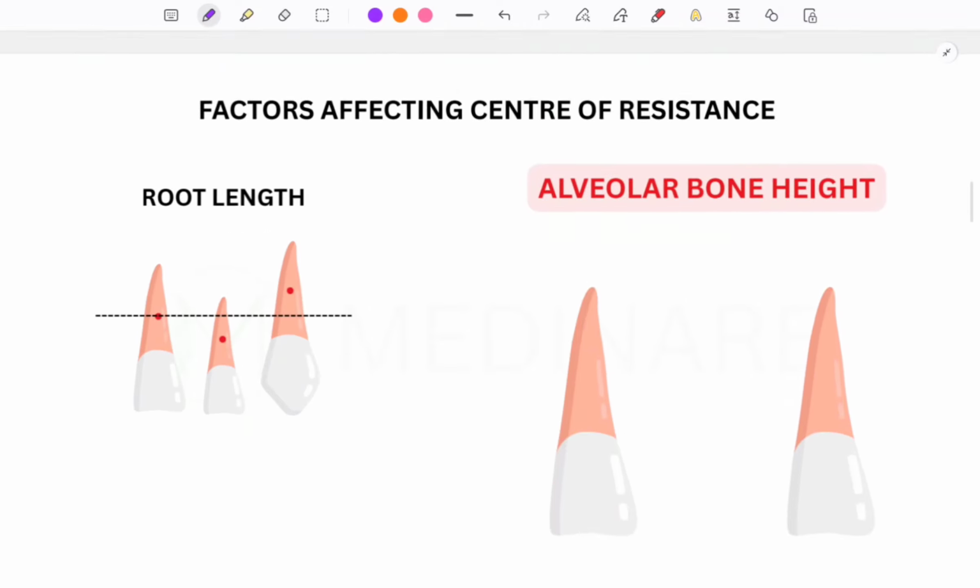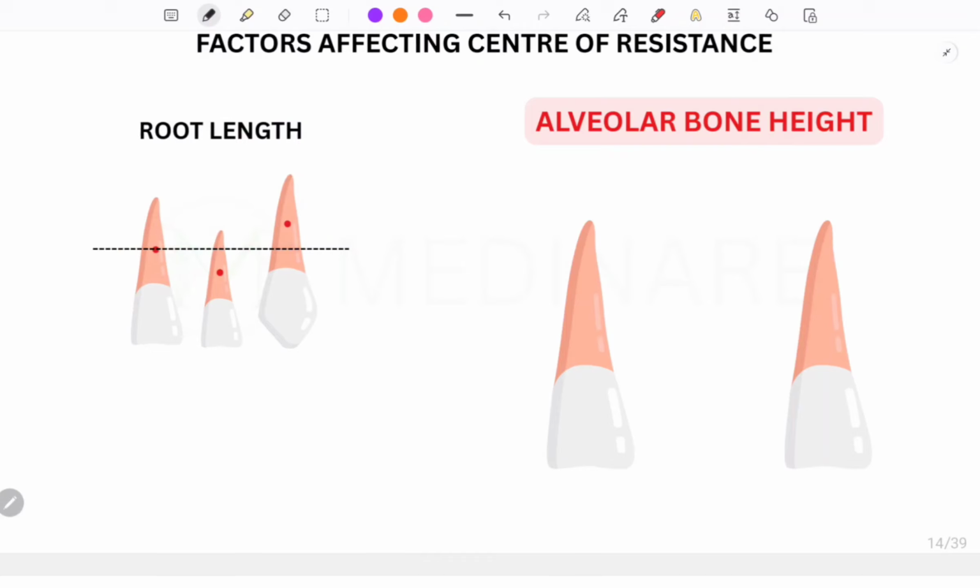Then how does alveolar bone height affect it? This is your alveolar bone height. Okay, this is the normal alveolar bone height, and for this the center of resistance is located somewhere around here. If there is bone resorption, in that case again the center of resistance is shifting apically.